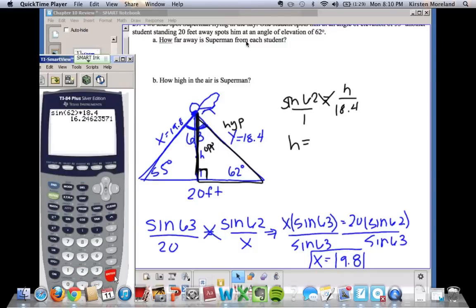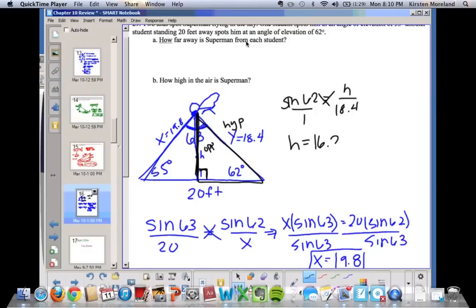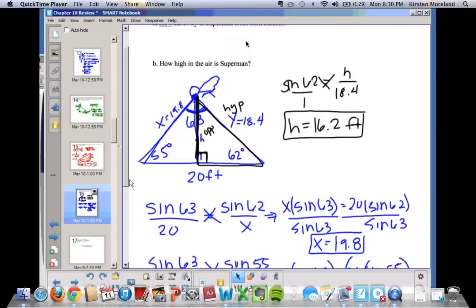Alright, so I get that Superman is 16.2 feet in the air. Now, these are all answers that I could be validated. However, Superman's probably not going to be 16.2 feet in the air.